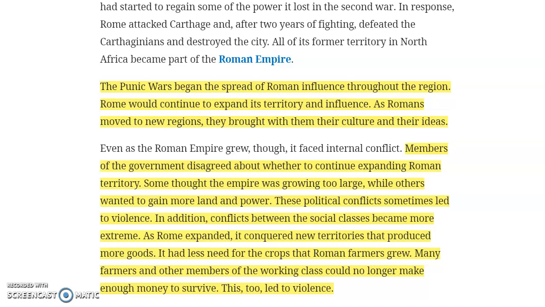Members of the government disagreed about whether to continue expanding Roman territory. Some thought the empire was growing too large, while others wanted to gain more land and power. These conflicts sometimes led to violence. In addition, there were conflicts between the social classes. As Rome expanded, it conquered new territories that produced more goods. It had less need for the crops that Roman farmers grew, and many farmers and members of the working class no longer made enough money then. So that too led to violence.